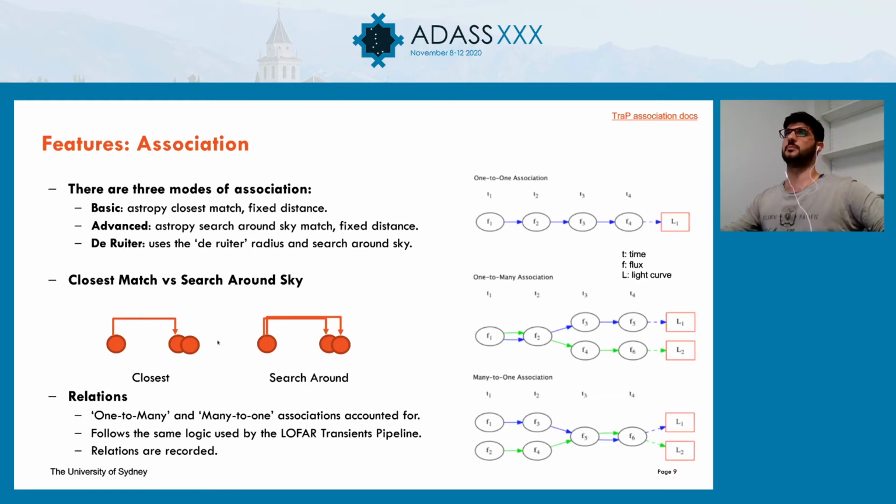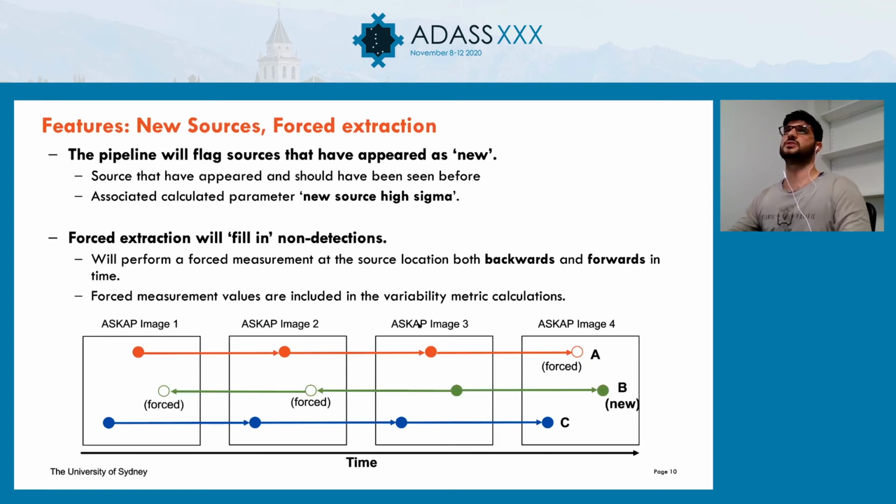Besides that, we calculate the Reuter if we choose that method of association, and then we use the Reuter radius that you input, or the radius in general, to filter out all the measurements that don't need to be associated with each other. Besides that, we use the same logic as the TraP code base, so we do one-to-one association, one-to-many, and many-to-one.